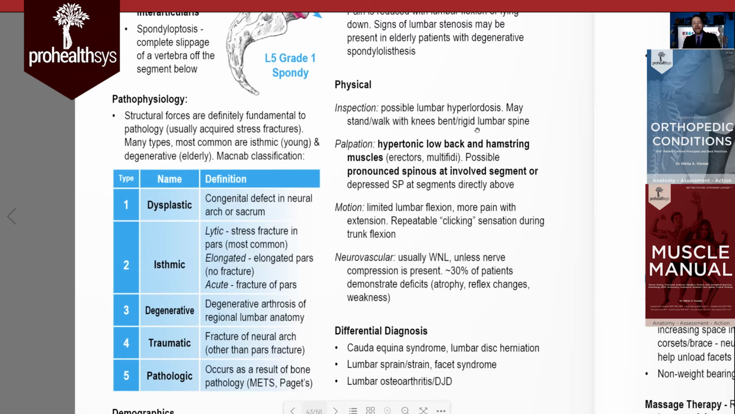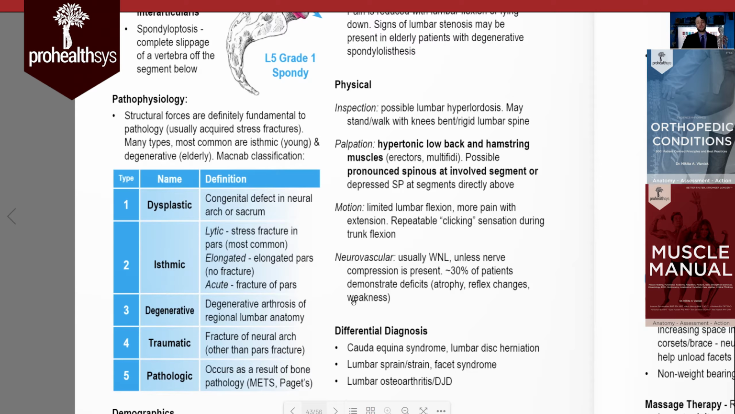Hypertonic low back and hamstring muscles. If somebody comes in and their low back is like rocks, their hamstrings are like rocks, this goes up higher on my list. And you might actually see the SP at the level more prominent. We can call this a step defect potentially. When you're doing motion, you might see a repeatable click every time they move. Click, click, click, every time they do flexion extension.